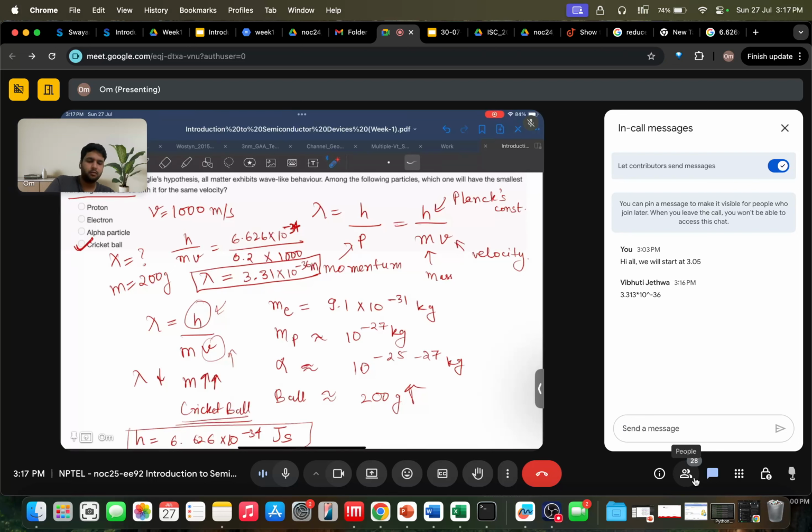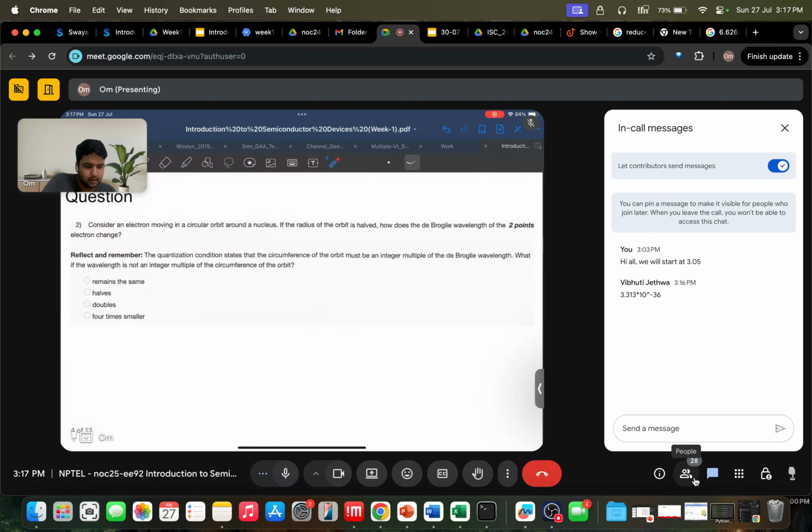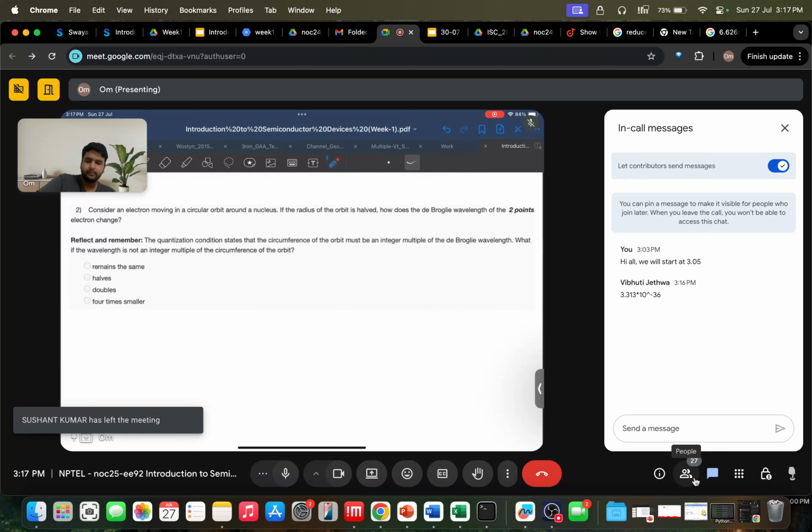Okay, so let us move on to the next question. Consider an electron moving in a circular orbit around a nucleus. If the radius of the orbit is halved, how does the de Broglie wavelength of the electron change?